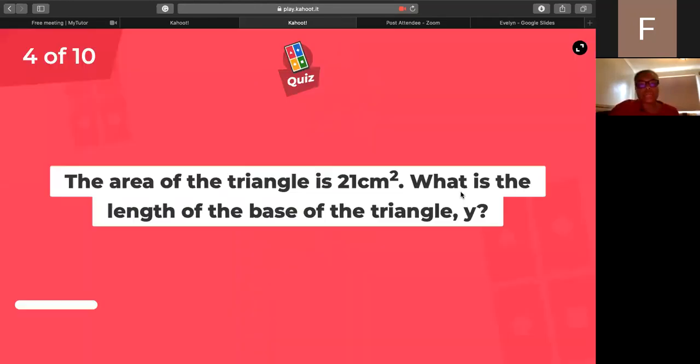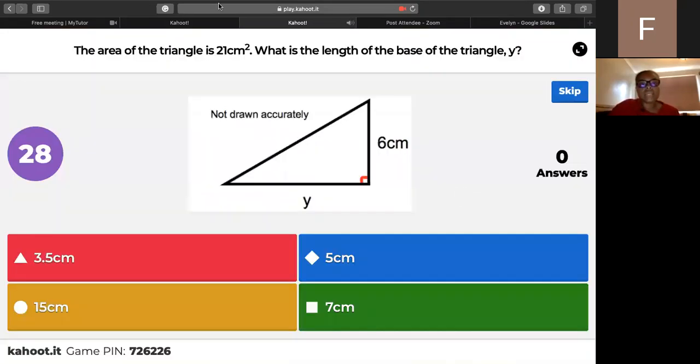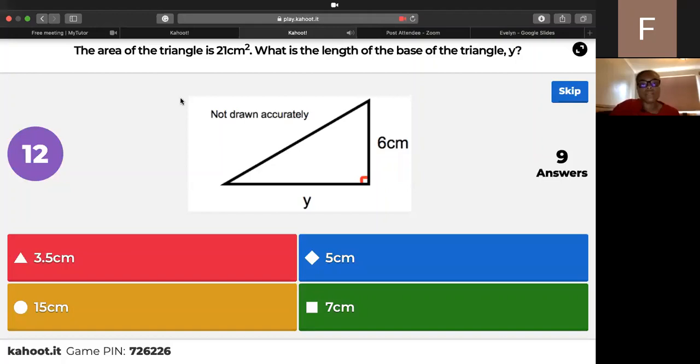So we've got another quiz question. The area of a triangle is 21 centimeters squared. What is the base of the triangle? So what is the value of y? Now remember your area for a triangle and then try and work backwards. What would your y have to be to give you an area of 21 centimeters squared?